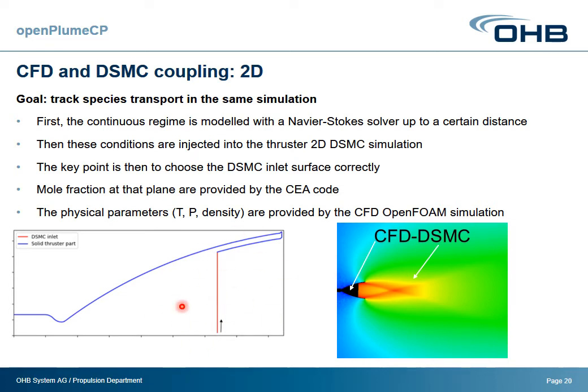And we also followed the different recommendations from the publications in this domain. I think it's something like 2/3 of the thruster length or something like that. So we use this key point then to have everything that we need in the DSMC. So basically the temperature, the pressure, the density, and of course the mole fraction at that plane that the CFD code provides. And we mixed all that together, and you see that here you have the CFD part in black and the DSMC part in DS2V, Professor Bird's tool.